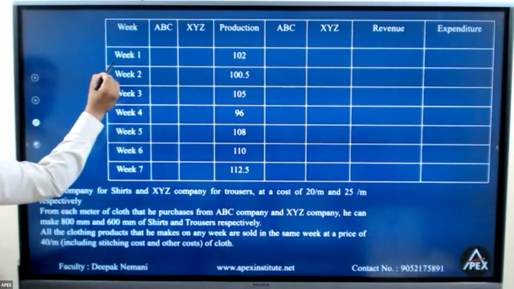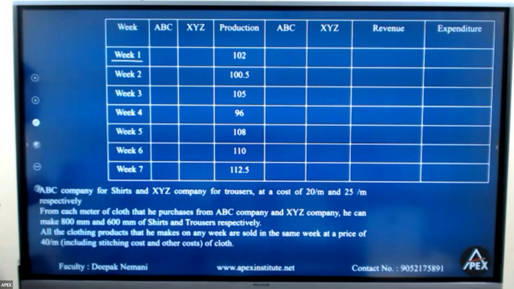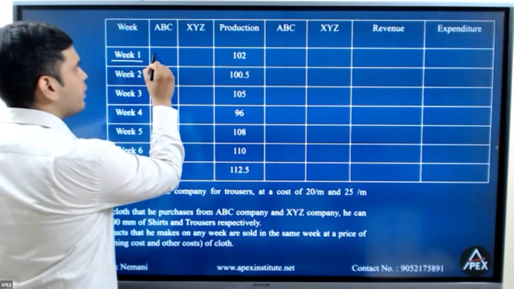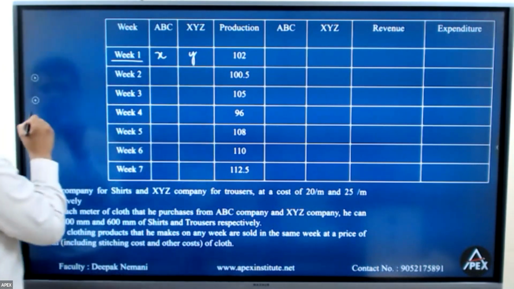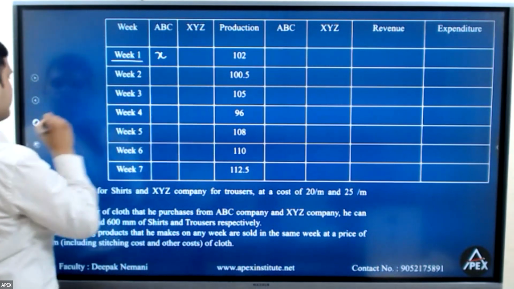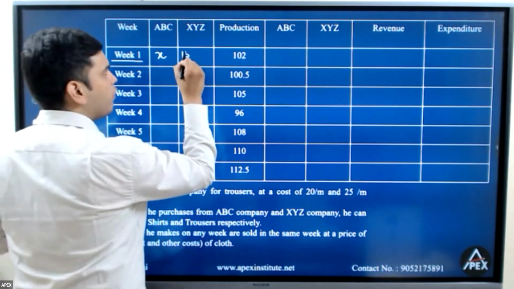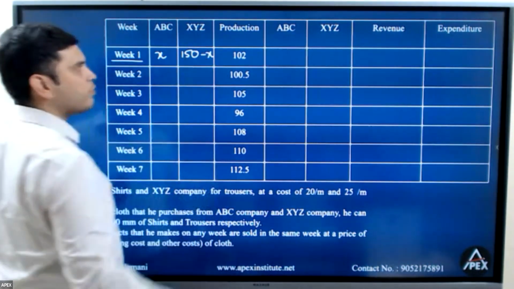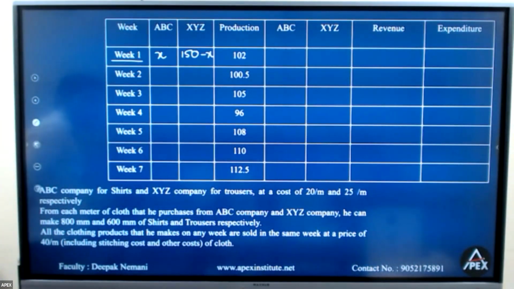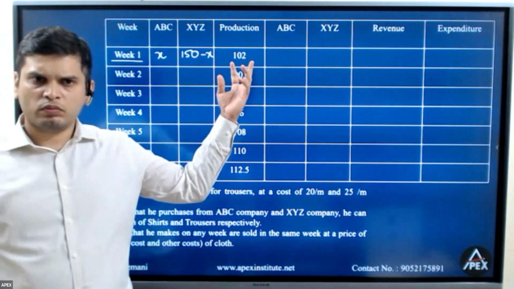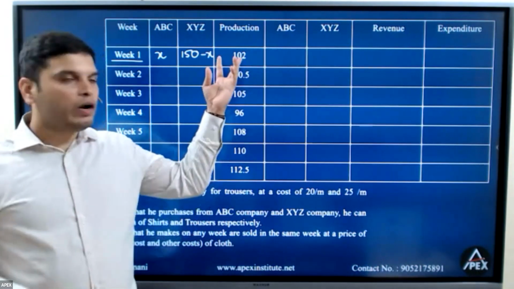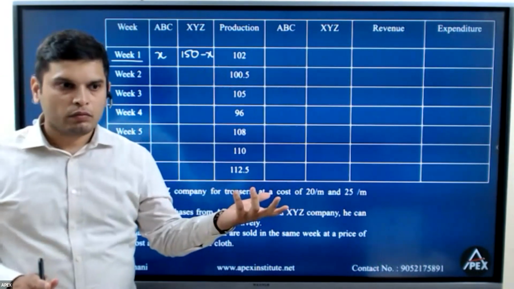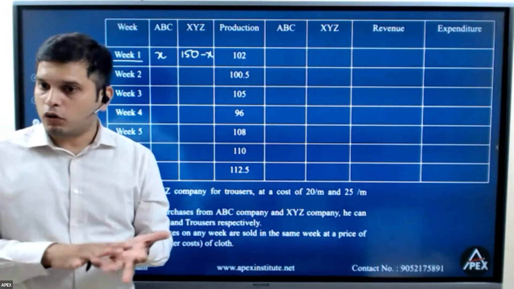Now let me consider week 1. So in week 1, how many meters did he purchase? 150. Now let me consider that he has purchased X meters from ABC and Y meters from XYZ. Or if this is X, this will be 150 minus X. Okay. Now what is this 102? Selling of cloth. So he has sold 102 meters of cloth, both shirts and trousers combined.